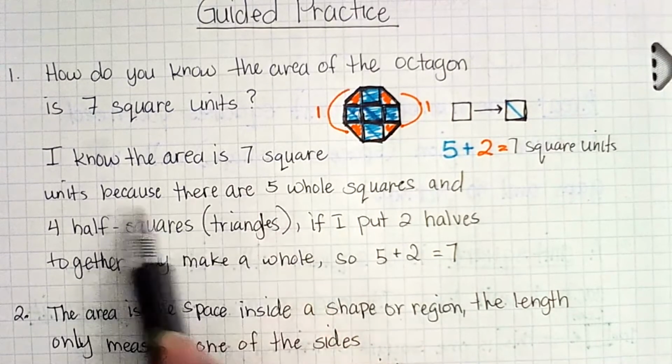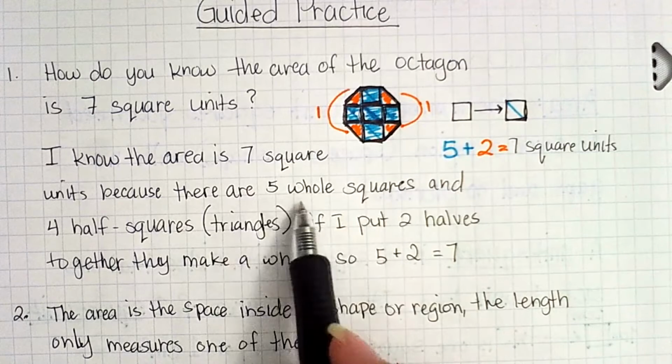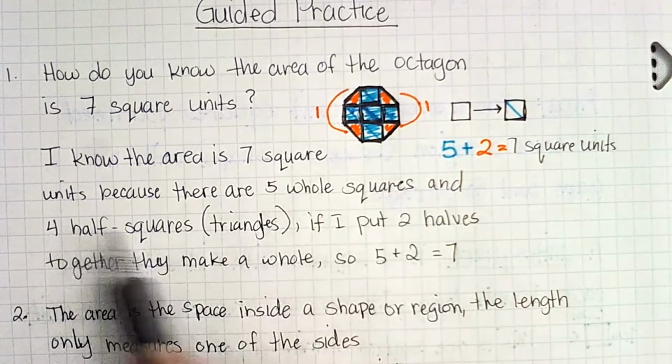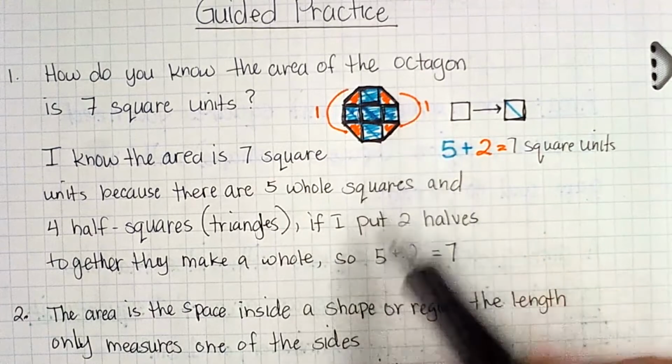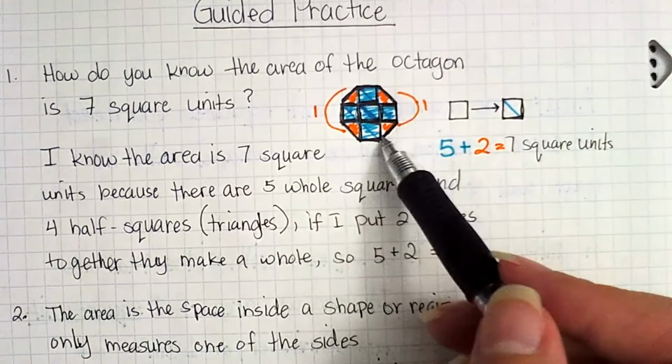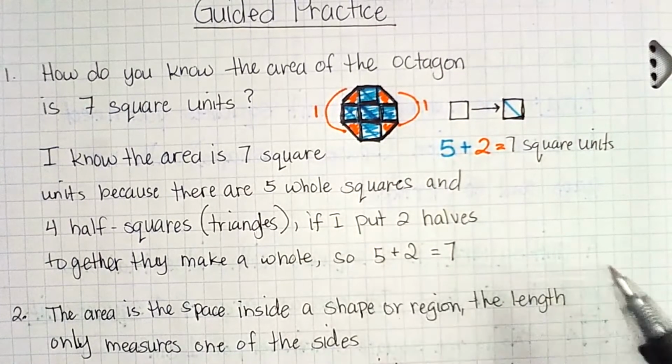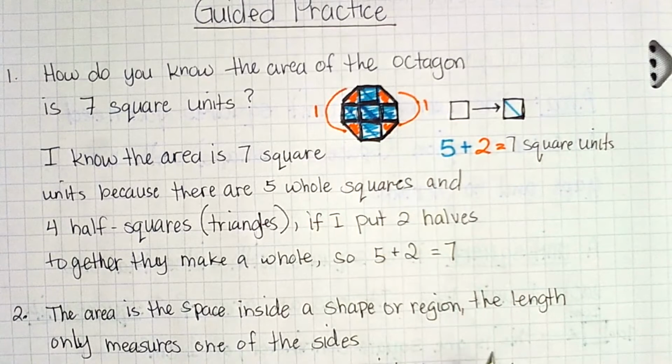So I know the area is 7 square units because there are 5 whole squares, right? And 4 half squares in this triangle shape. So if I put 2 halves together, they make a whole. So this makes 1 whole and this makes 1 whole. 5 plus 2 is 7. So my area is 7 square units.